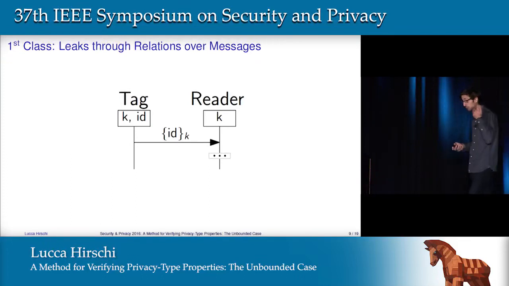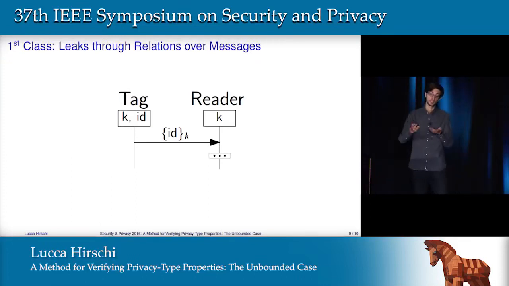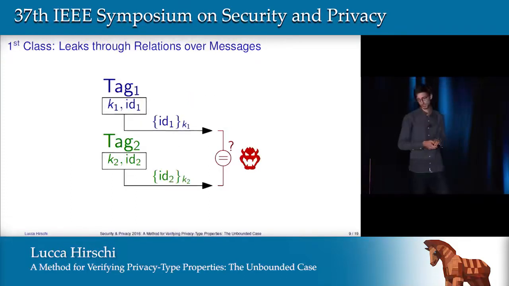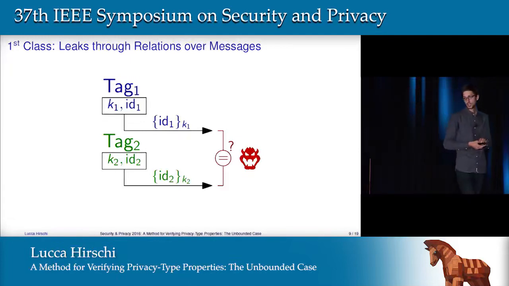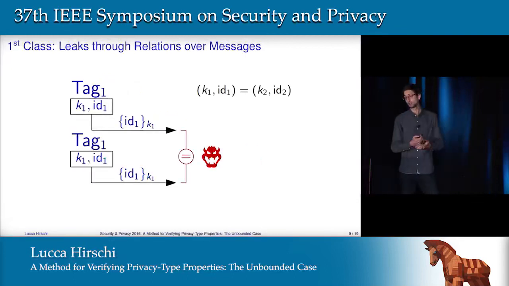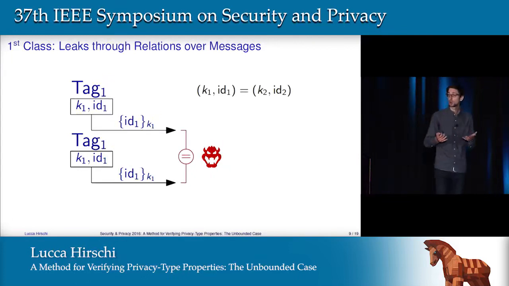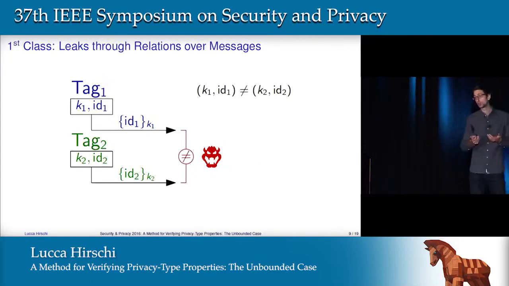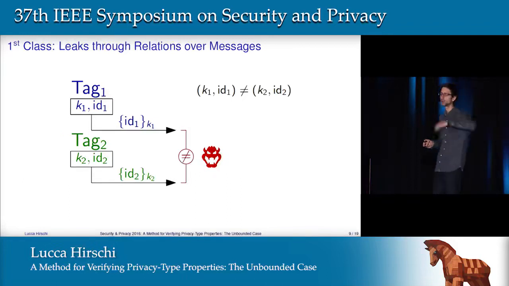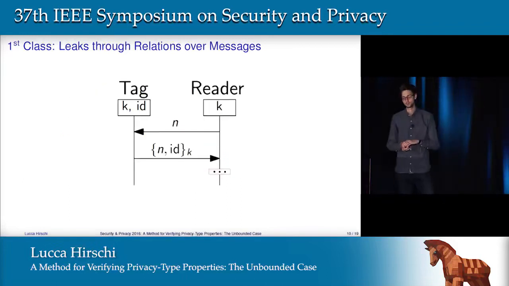So obviously, because there is no freshness in this message, there is an attack. This protocol is linkable, and here is the attack. Consider two sessions. The attacker just has to eavesdrop the first message of the tag and then perform an equality test over those two messages. And if those two sessions were performed by the same tag, the same user, then the attacker observes an equality, and otherwise it will observe an inequality. So very easy, it just has to eavesdrop to trace a tag.